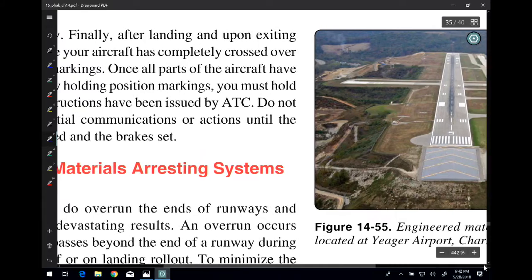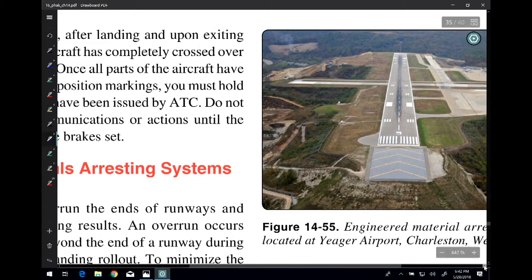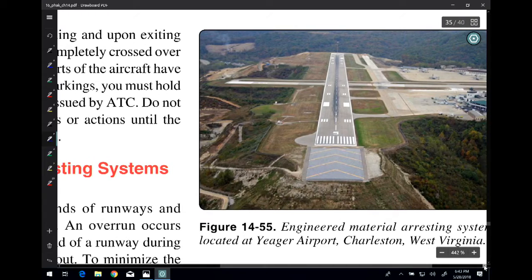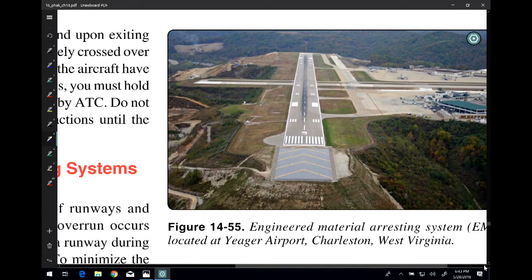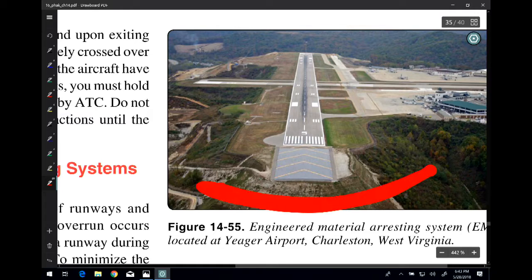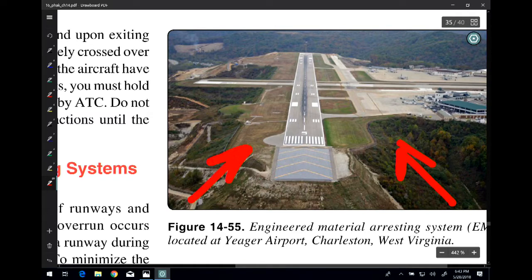Okay, so here's an example of an airport here in West Virginia that has installed an EMAS system. So the reason for this is this. If you look down here, and you look at this area here, it's a bluff. This airport has been built up here and it sits on this kind of a bluff out here. So it's an elevated airfield above the terrain around it here.